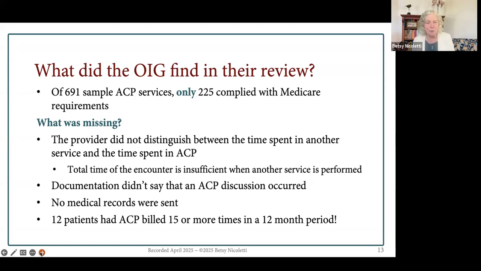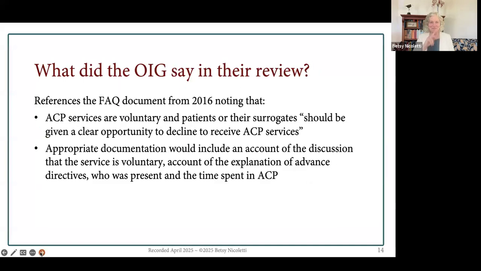But it seems unlikely we would be billing it more than 15 times in a year. And of course, the OIG didn't allow those. What else did they say? They referenced that frequently asked questions document from 2016, noting these are voluntary services and patients and their surrogates should be given a clear opportunity to decline to receive them.